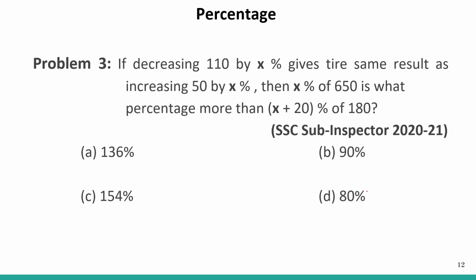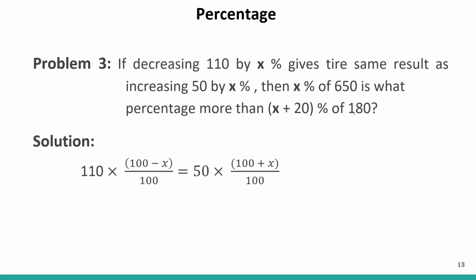So let's see problem number 3. If decreasing 110 by x% gives the same result as increasing 50 by x%, then x% of 650 is what percentage more than x plus 20% of 180? Okay, so is it 136%, 154%, 190% or 80%? What we did was we decreased 110 by x% and it gave the same result as increasing 50 by x%. Then x% of 650 is what percentage more than x plus 20% of 180. Okay, let's see.